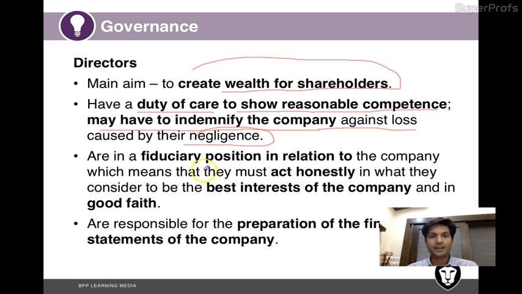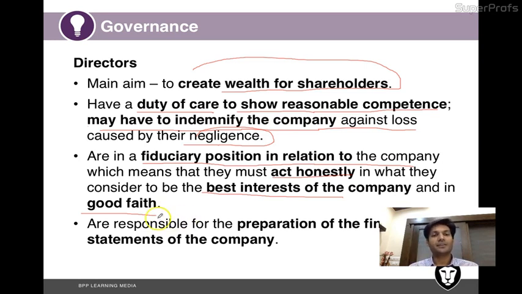And all the directors are in a fiduciary position in relation to the company, which means they must always act honestly and they must always do what they think is in the best interest of the company and always in good faith, never in bad faith. That means they must not commit any fraud, any kind of cheating, and they must always make sure that whatever they do is in the long-term interest of the company and the company shareholders.